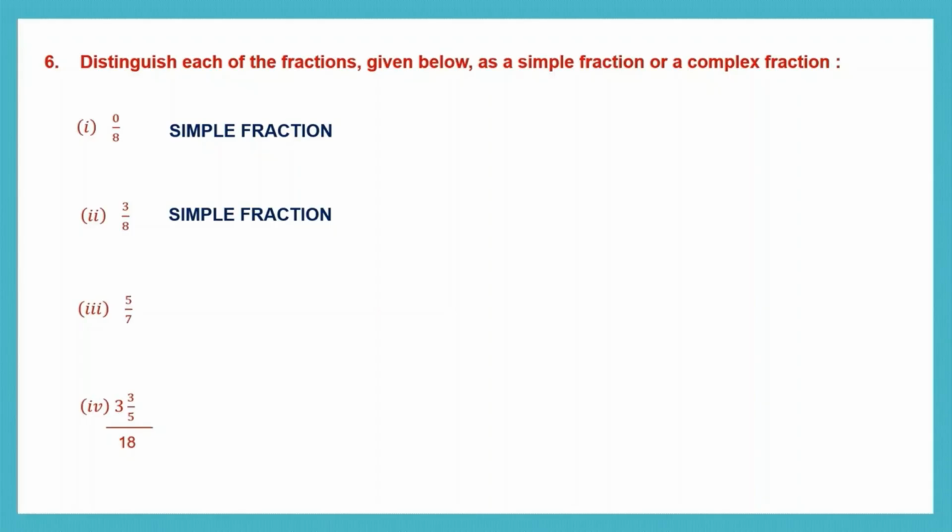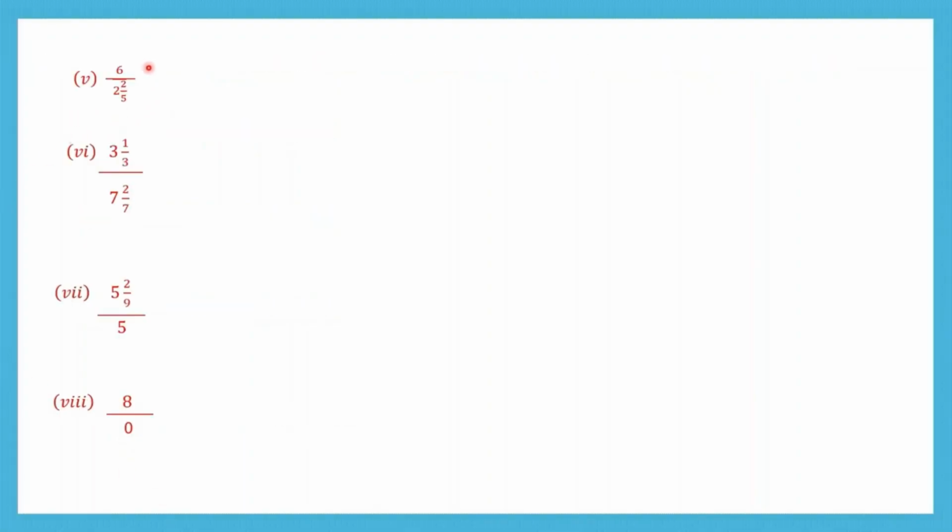Third one, 5 by 7. 5 and 7 are whole numbers. 7, the denominator, is not 0. That means this is a simple fraction. Now fourth one, in the numerator we have a mixed fraction. So if you have a fraction in the numerator or the denominator or both numerator and denominator, then it is called a complex fraction. Question 5, 6 by 2 2 by 5. So numerator we have 6 and denominator we have a mixed number 2 2 by 5. So this is a complex fraction.